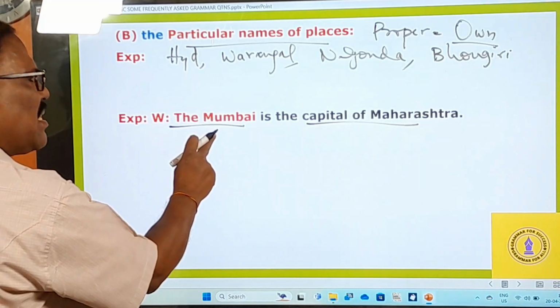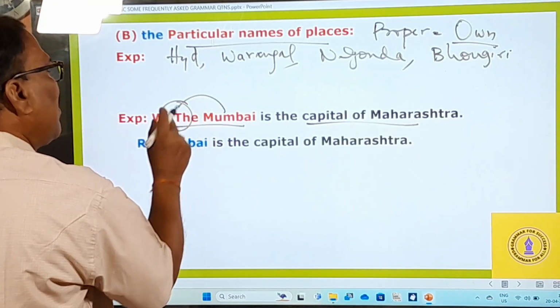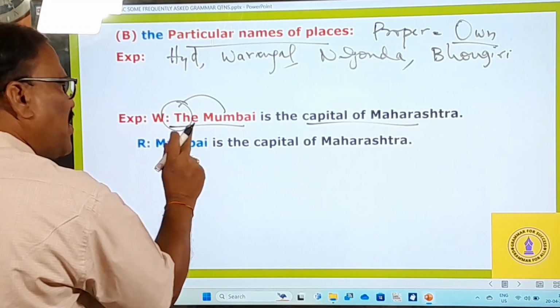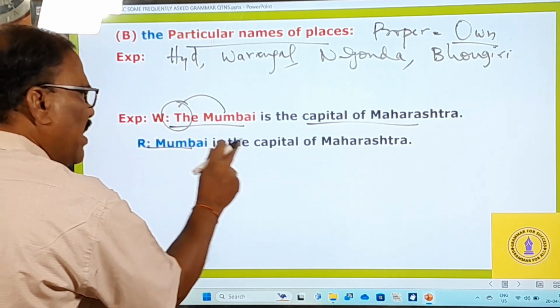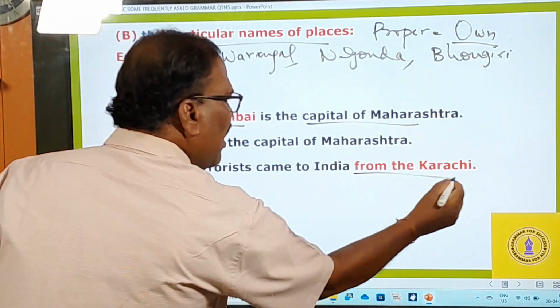Is it a correct sentence? It is grammatically incorrect, because before Mumbai we have used this definite article. It's a mistake. You have to simply say Mumbai is the capital of Maharashtra. Similarly, the terrorists came to India from the Karachi.